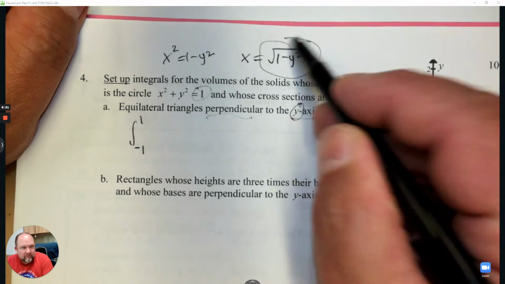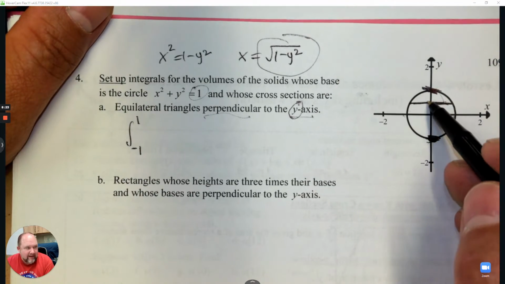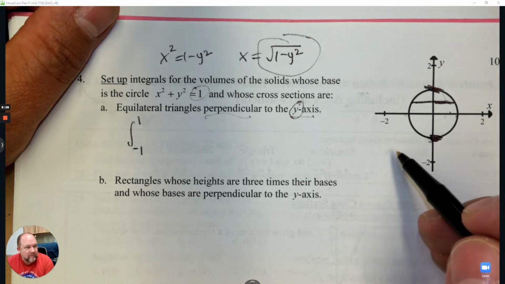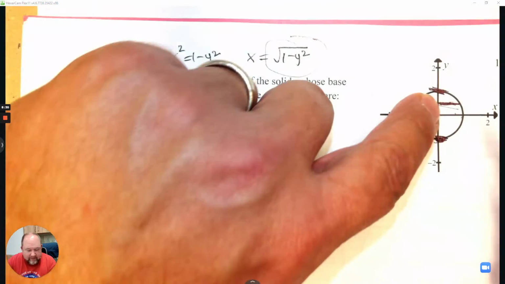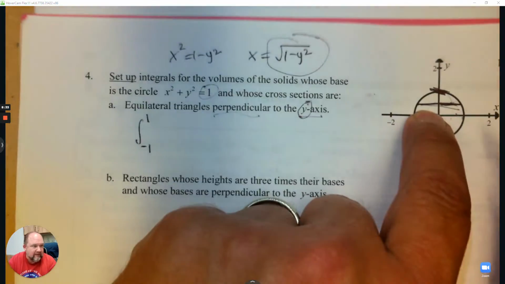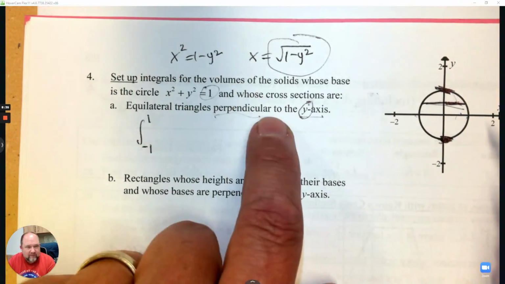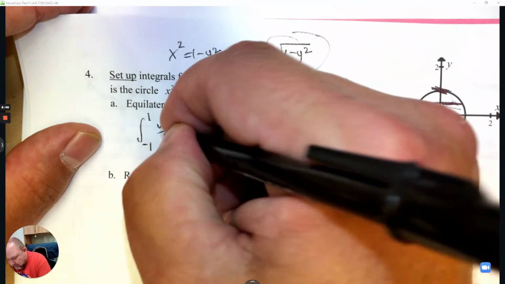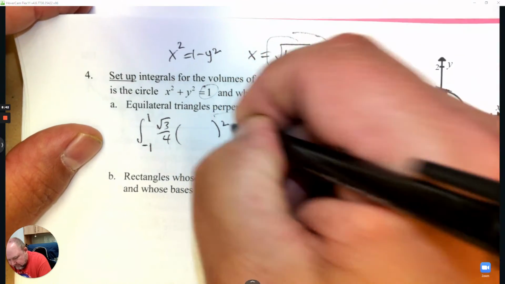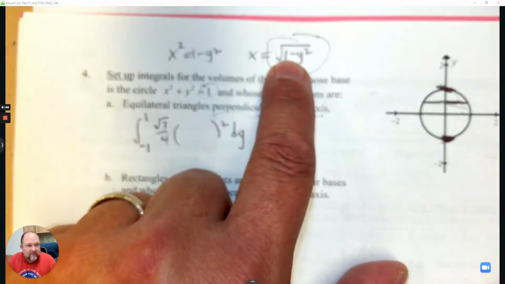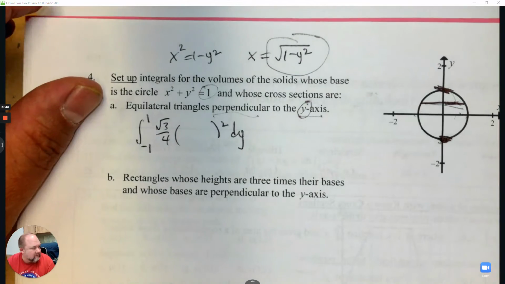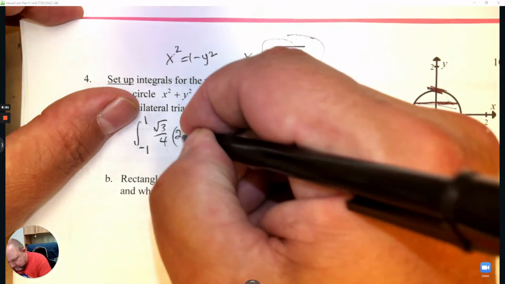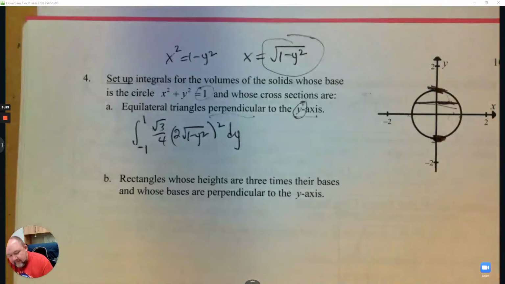I know this represents that length, but I want to double that length to go all the way across. So that length is only from here to here, so I need to double that. So the formula for equilateral triangle is root 3 over 4, and then whatever that base is, you square it. So it's this, but then I need to double that answer. And there's the setup.